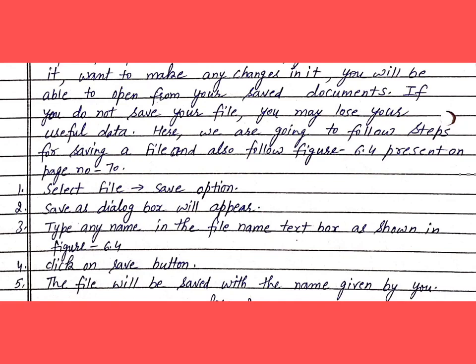Step 1. Select File, then click Save option. Step 2. Save as dialog box will appear. Step 3. Type any name in the file name text box as shown in figure 6.4. Step 4. Click on Save button. Step 5. The file will be saved with the name given by you.